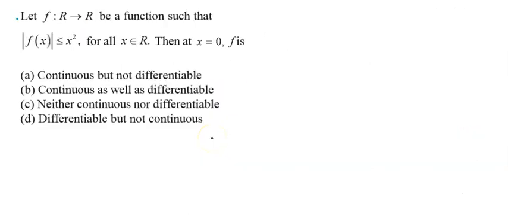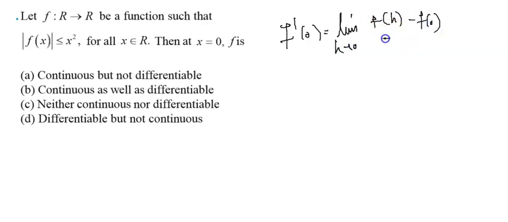Okay. So the next question is f is a function from R to R, and it is given that mod of fx is less than or equal to x square. This is an important question. We have to check out of these four conditions which is correct. So it is given that mod of fx is less than or equal to x square, and we know that f dash 0 is equal to limit h approaches 0 of fh minus f0 over h minus 0.